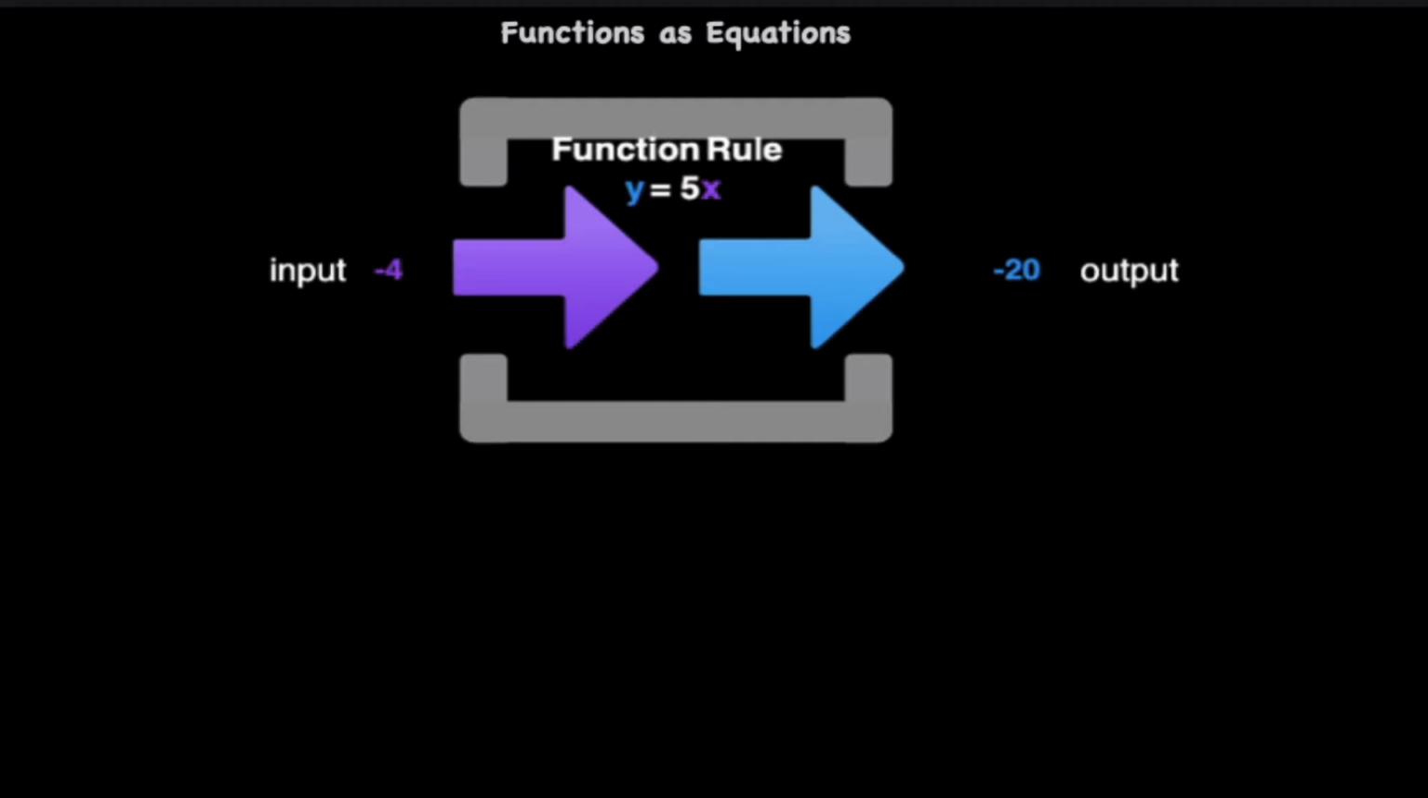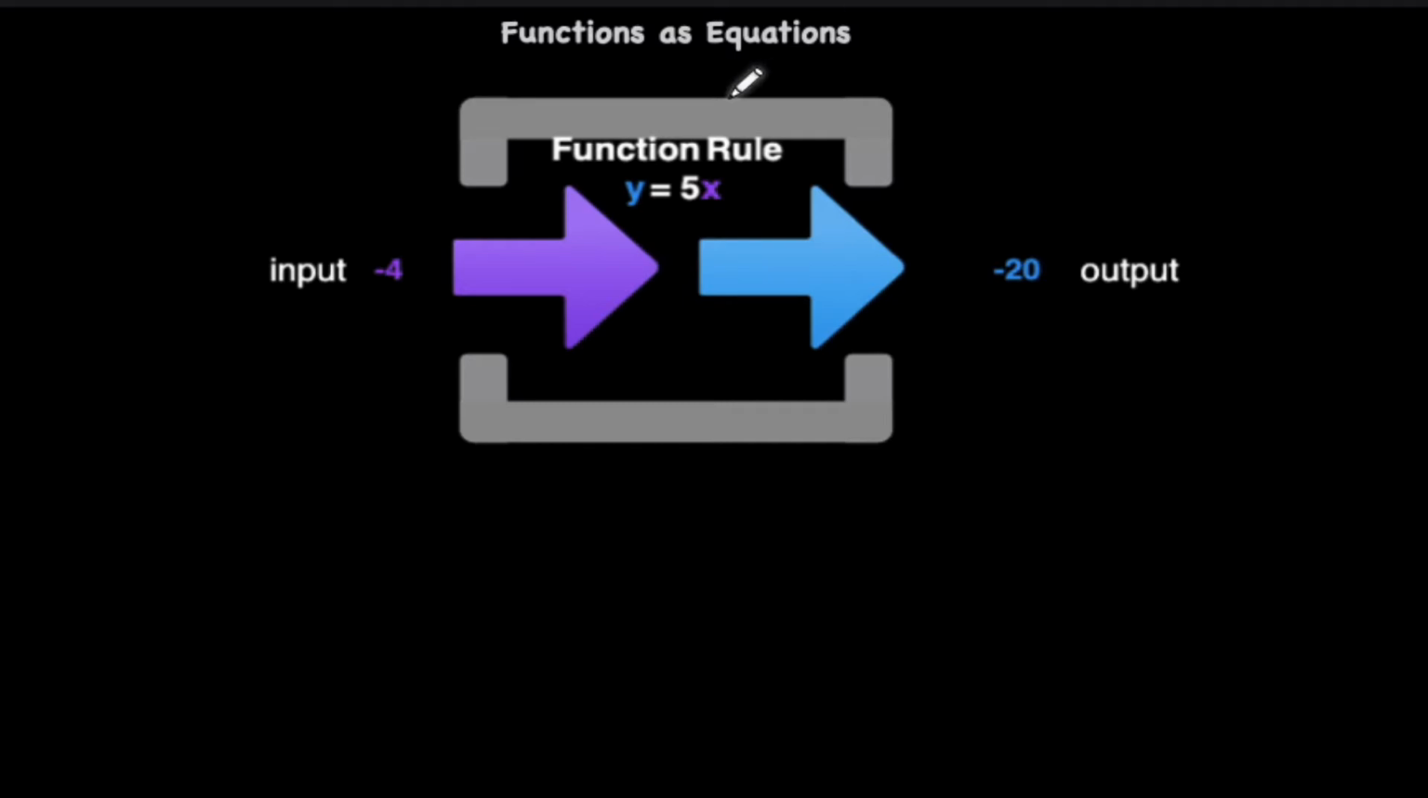So I would like to begin this lesson by defining what a function rule is. Now, a function rule is an equation that describes the relationship between x values, or your input, also known as the independent variable, and y values, which is your output, also known as your dependent variable.